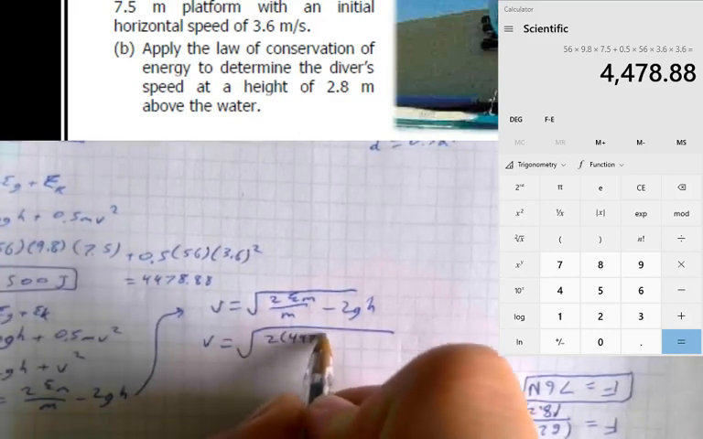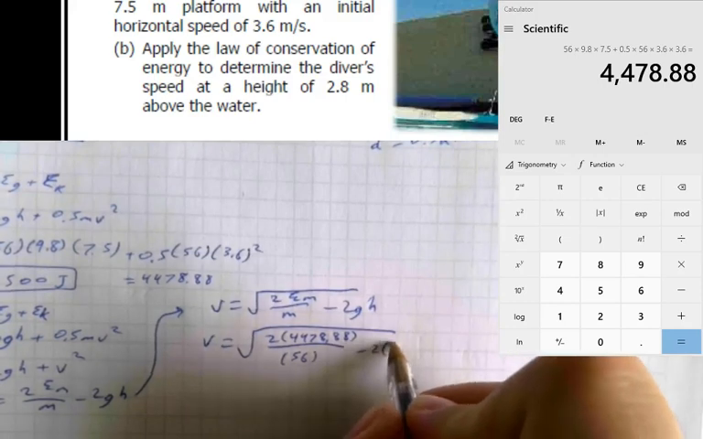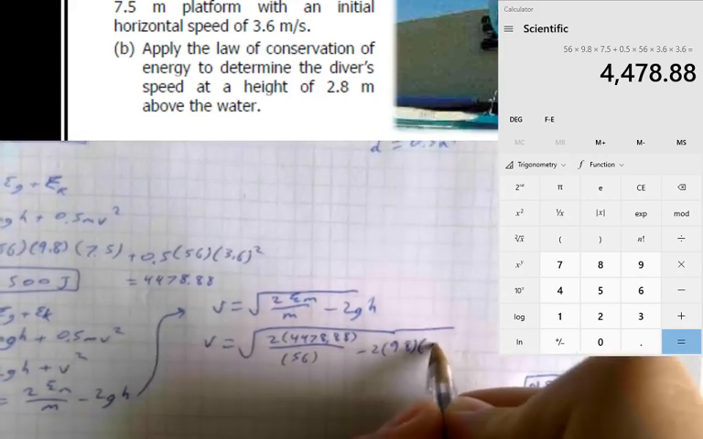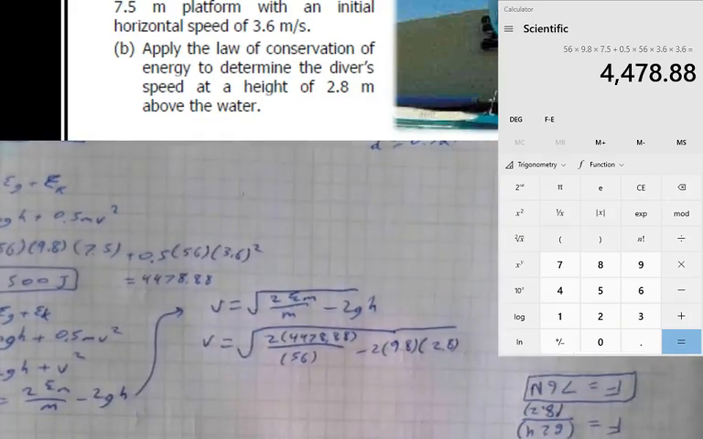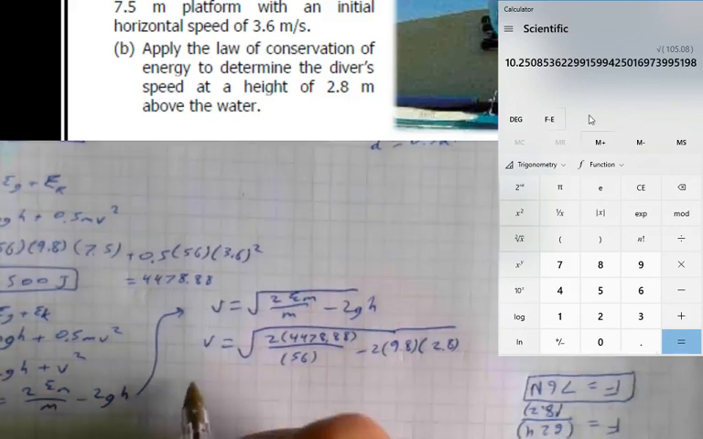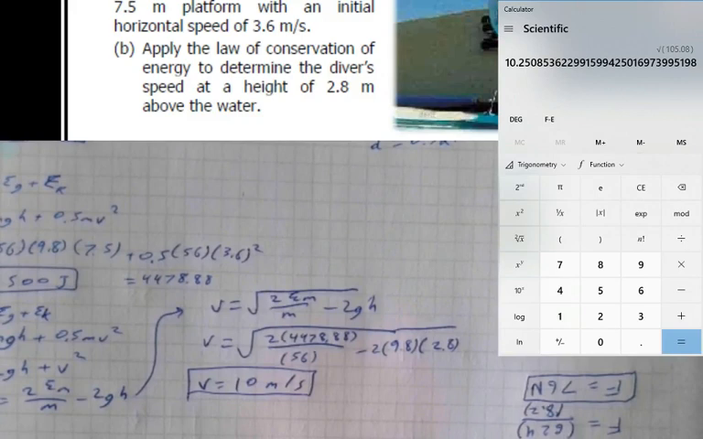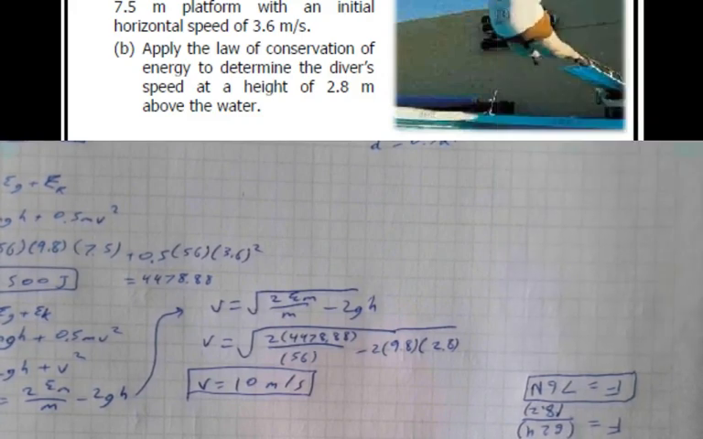So EM I'm going to write in as accurate as I can, over m, which is 56, minus 2gh. h is 2.8. So I have this value already in my calculator. Notice how I didn't clear it out. I'm going to then multiply this by 2, divide by 56, and then subtract 2 times 9.8 times 2.8, hit equals. This is my value that needs to be square rooted, so I square root that, and I get a v of 10 meters per second. That's my final calculation.